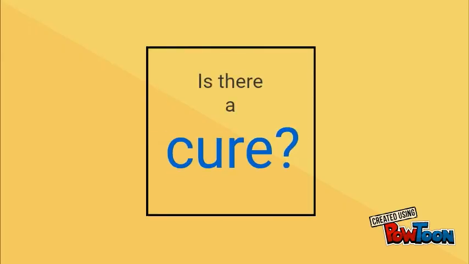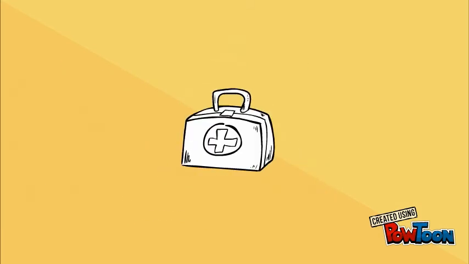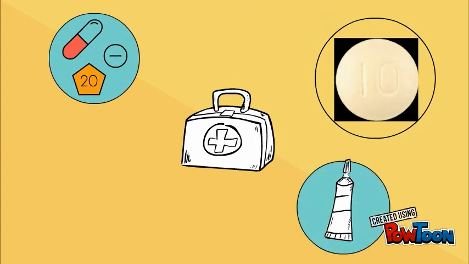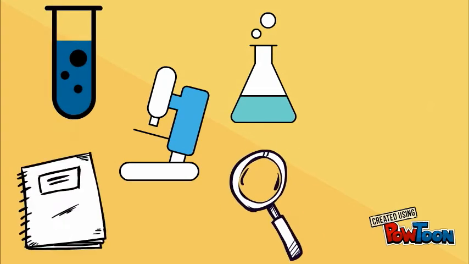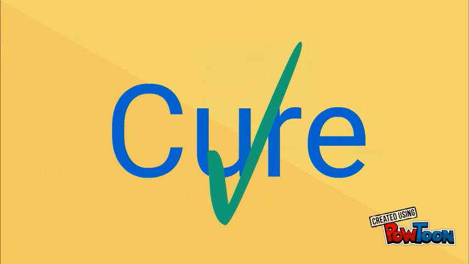Is there a cure? There is no cure for the disease currently, but there are medications that can slow the worsening of the symptoms. These medicines are called donepezil, galantamine, memantine, and rivastigmine. The new studies in molecular biology and genetics can lead scientists to find a cure to this disease.